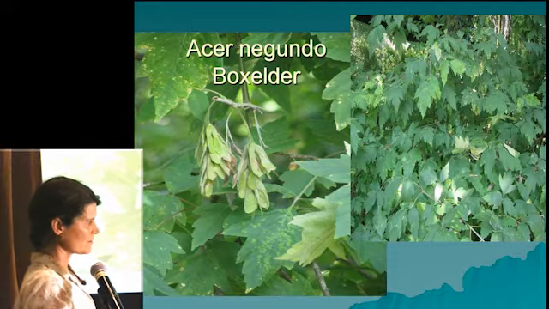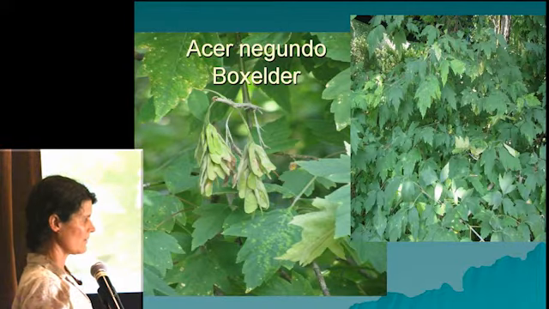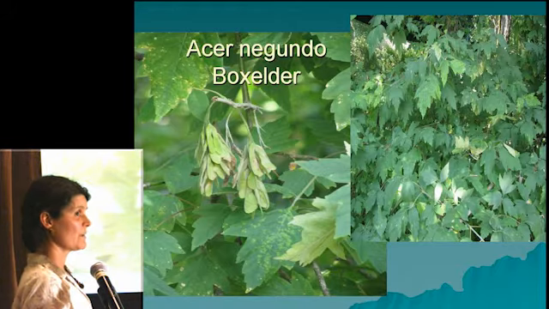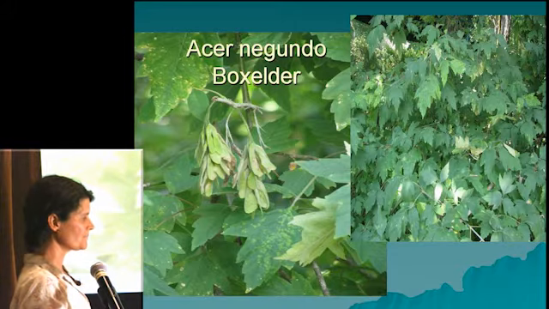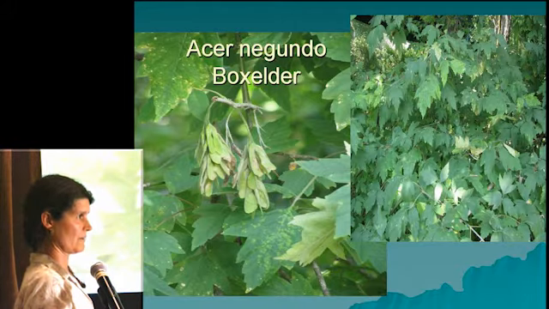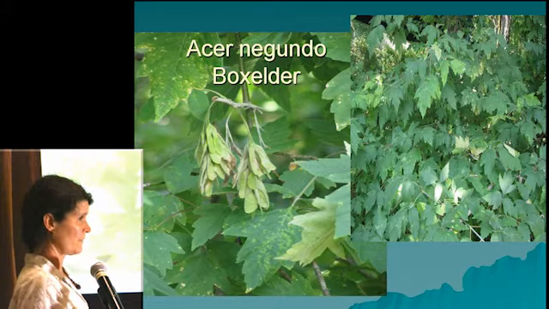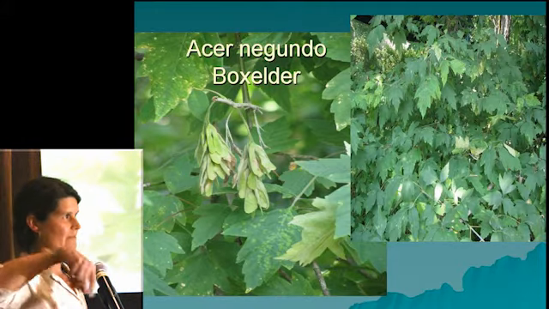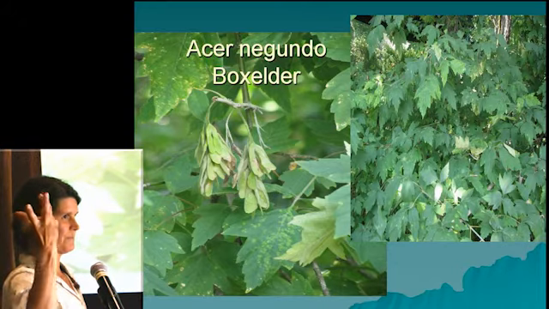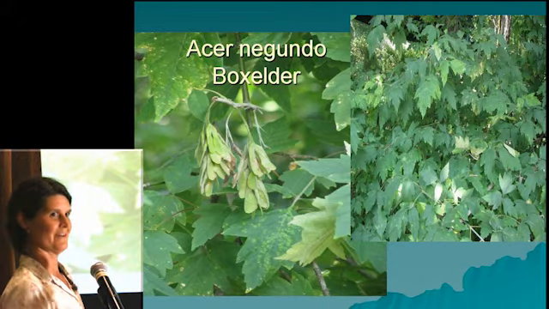So box elder, Acer negundo. It doesn't get as large as the Acer macrophyllum. It maybe gets about 15 feet. It is deciduous. It doesn't quite get those same great colors as the Acer macrophyllum either, but it does get a little bit of fall color. And then it gets these really interesting fruit called samaras, and they kind of float down when they start becoming ripe, and they spin around. They're kind of neat.